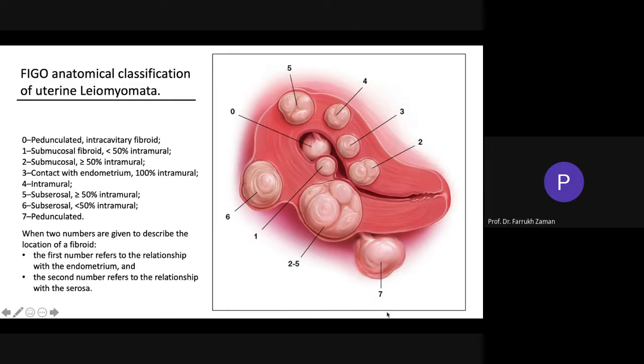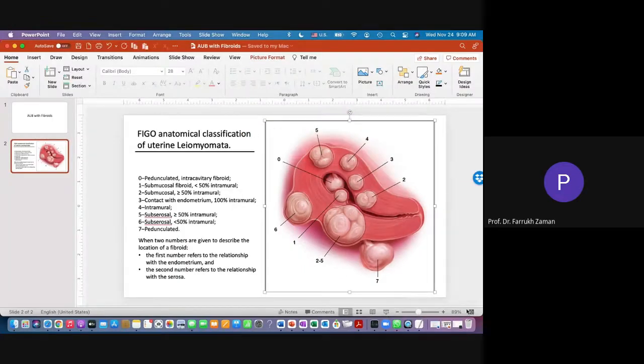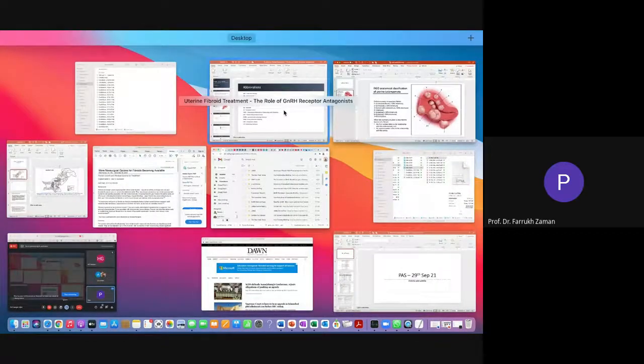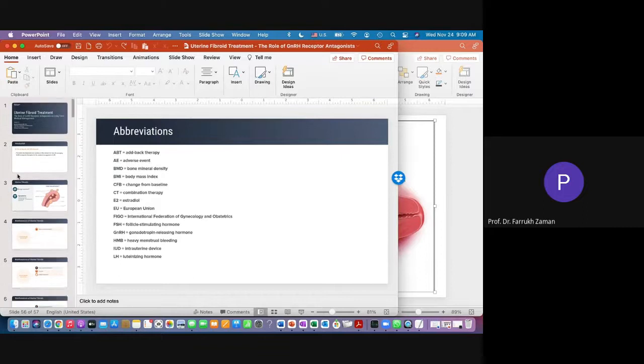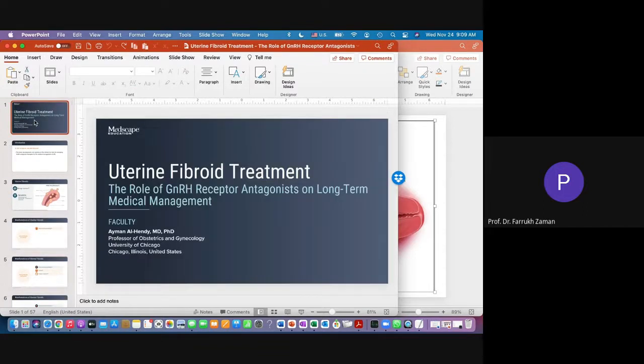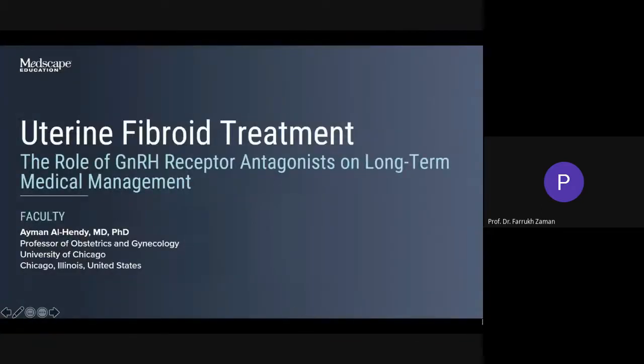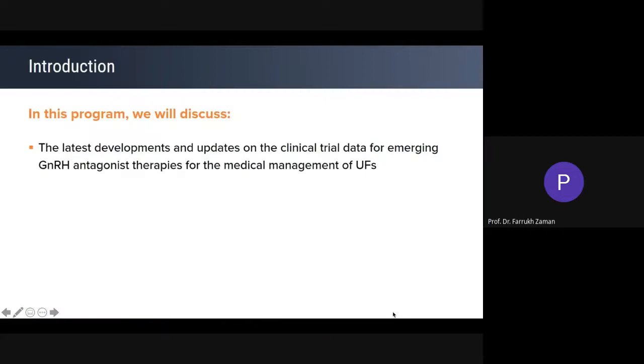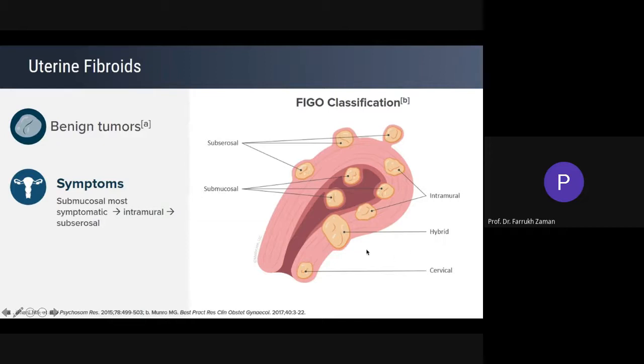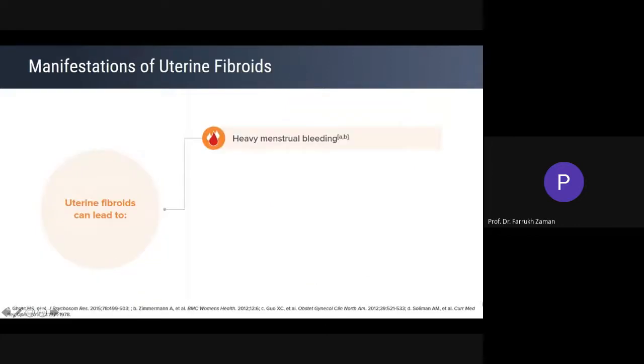Now, this was about the anatomical classification of uterine fibroids. And then I'm going to share with you another presentation, which is about uterine fibroids treatment. This is a presentation which I got from the net. I need to change my computer. So this again shows the FIGO classification of the, just a minute.